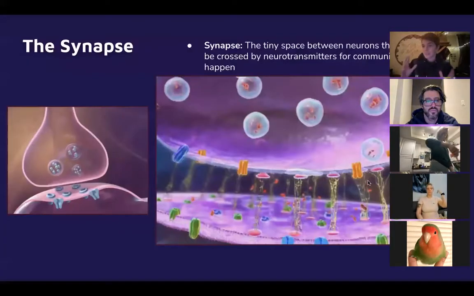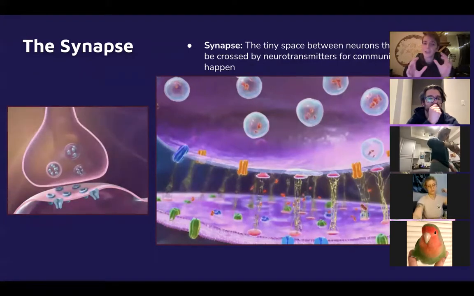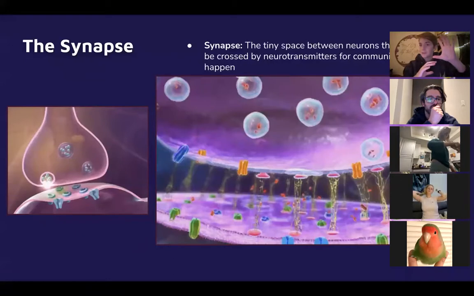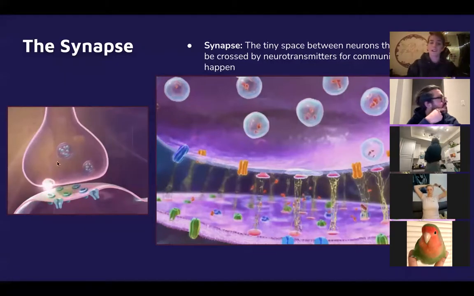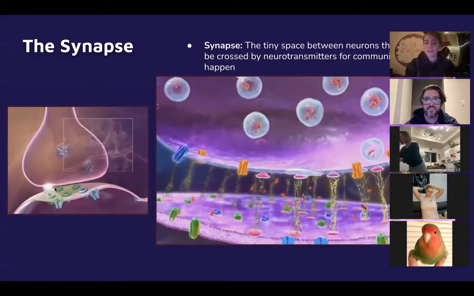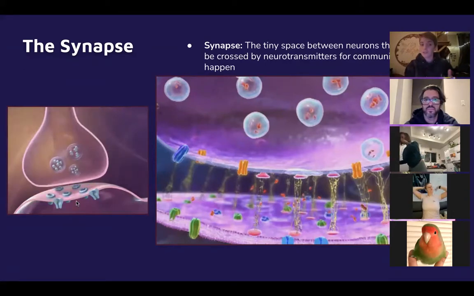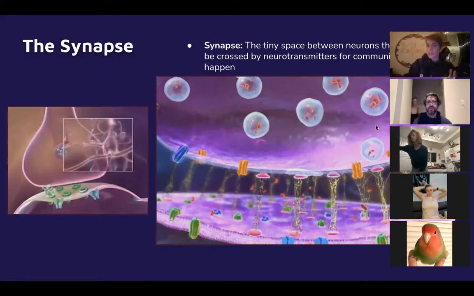Now, this is where things start to get really interesting. The synapse is this tiny, tiny little space between two neurons, basically between the foot of one neuron and the fingertips of another neuron. This space allows neurotransmitters to get shocked out of their containers, and then they float down here, do something, and then the electricity continues or not. That's where the magic happens.